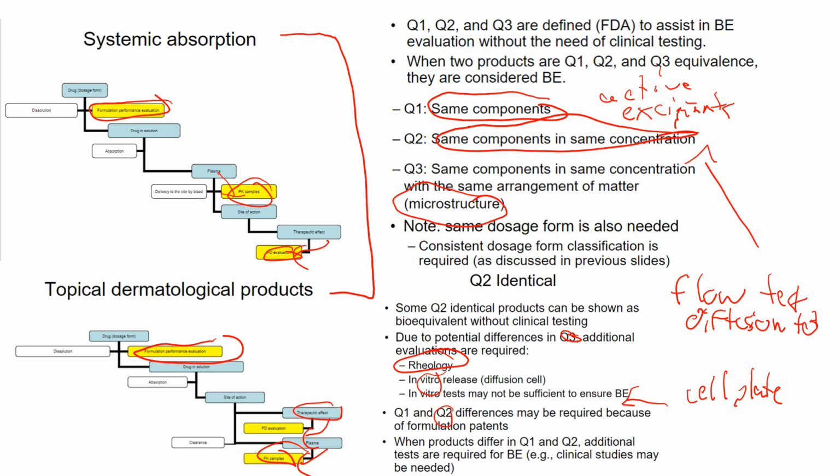And then if products differ in Q1 and Q2, you can potentially still get on the market, but you need to do way more tests. So it's usually not worth it. You usually want to at least reach Q2. Most of the time, you're most certainly reaching Q1 because I don't even know how it'd be a generic otherwise, to be honest. But yeah, just something to be aware of.